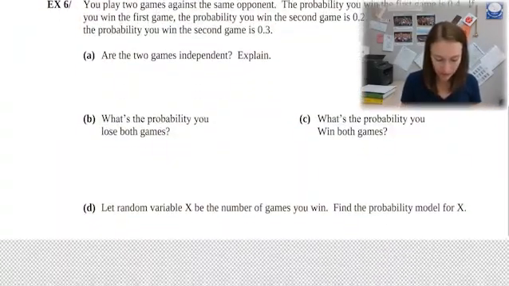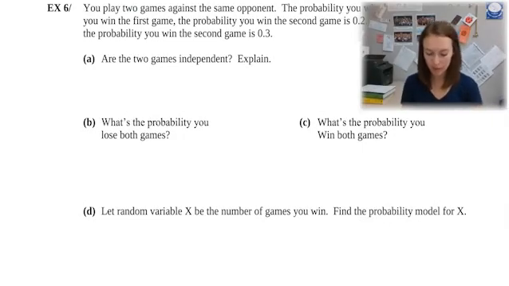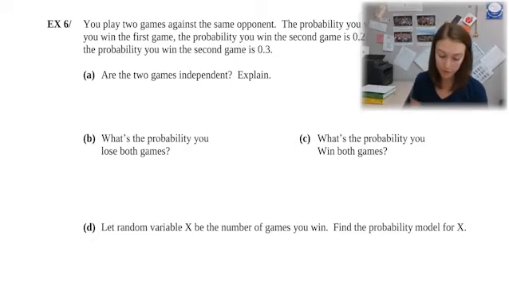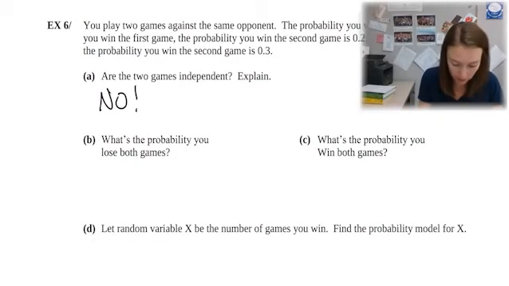All right, last example. You play 2 games against the same opponent. The probability you win the first game is 0.4, or 40%. If you win the first game, the probability you win the second game is 0.2. If you lose the first game, the probability you win the second game is 0.3. Are they independent? Absolutely not.